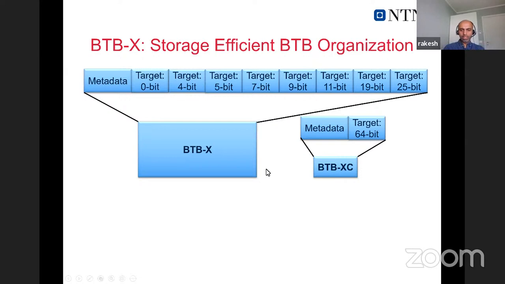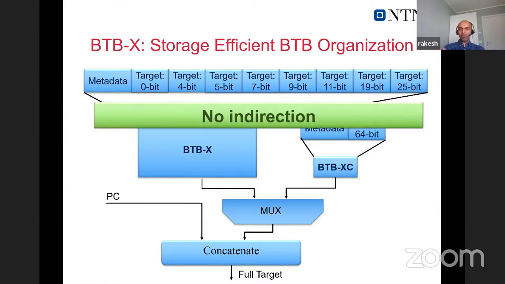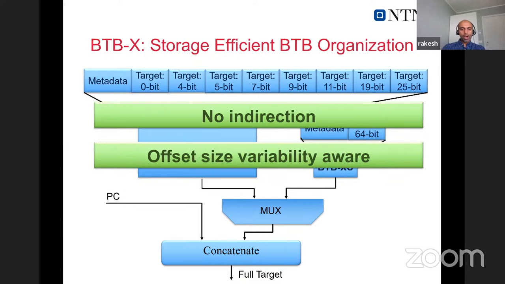Once you have these two things, recovering the full target is pretty straightforward. You access both of them in parallel, and whichever gives you a hit supplies the offset, and you concatenate that with the PC, and you have your full target. So in doing so, we are avoiding any indirection. In this BTB, we do not have the indirection that the state of the art design that we saw previously had.